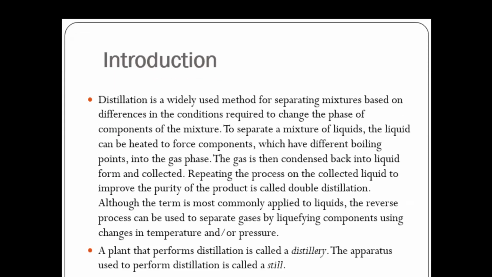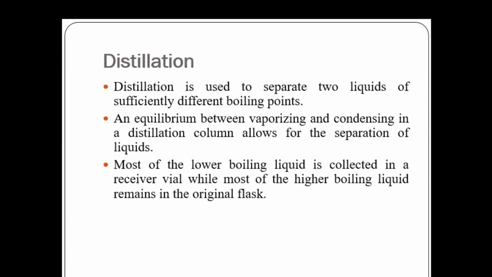So another point is distillation. I have simply mentioned three points, and it is a very important point for you. Distillation is used to separate two liquids of sufficiently different boiling points. So it is the basic: different boiling points let you separate two liquids. And an equilibrium between vaporizing and condensing in a distillation column allows for separation of liquids.